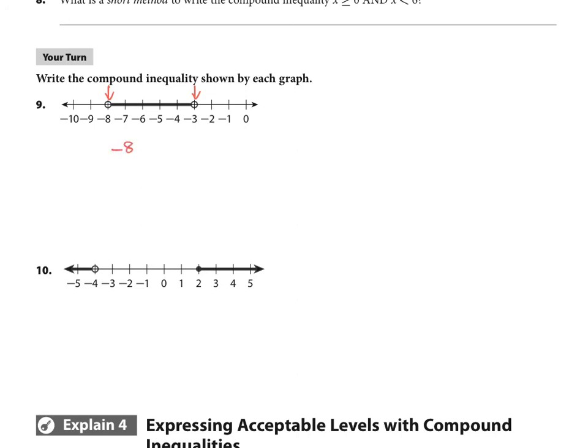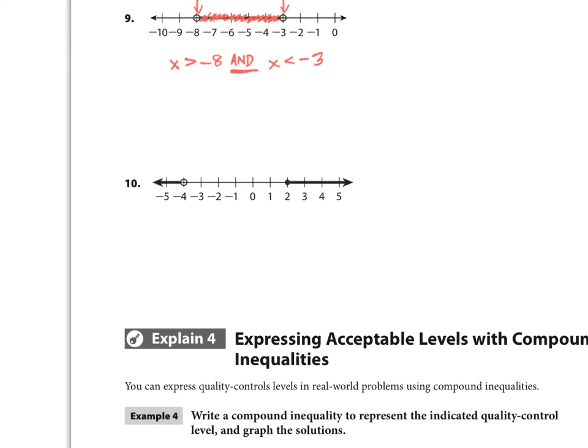So if I look at -8, we're looking at the numbers that are bigger than, okay, this shaded part right here. So x is going to be greater than -8. X is also going to be less than -3. Right? So no closed circle, so I'm just using the greater than the less than. Because I'm looking at an intersection that's in between both of them, we're going to be using the word and. That's it. Okay, try number 10. Try it out before you see the solution.